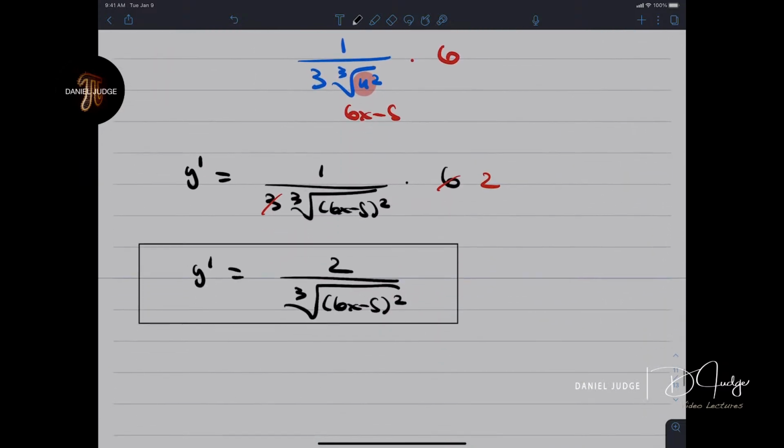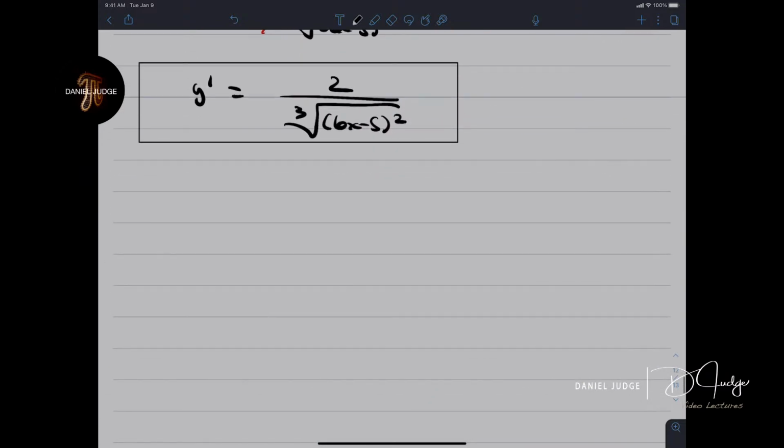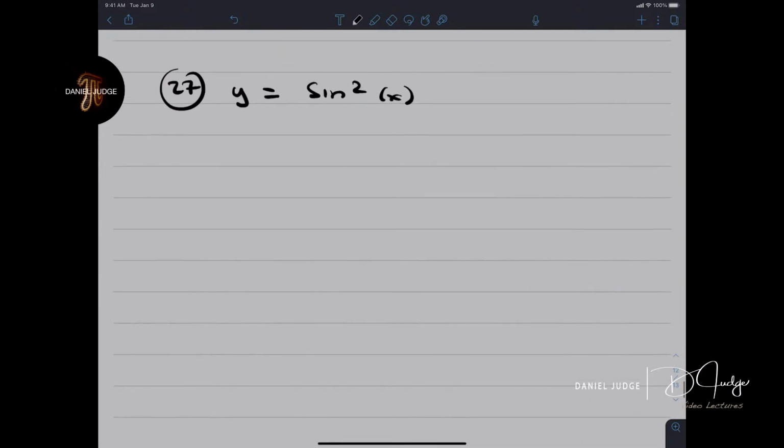Number 25. Number 27. Y equals sine squared x. What this means here is that y equals sine of x to the second power. That's the definition of sine squared x.